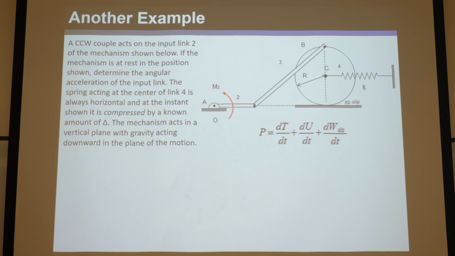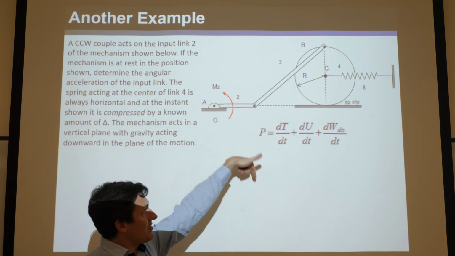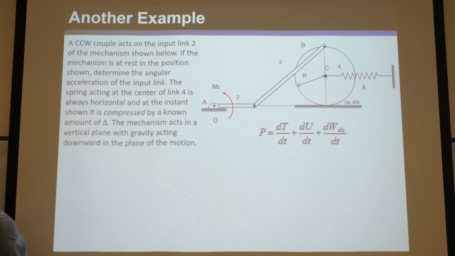The mechanism acts in a vertical plane with gravity acting downward in the plane of the motion. So this time they're telling you gravity is down, so it's pulling down. To lift link 2 and 3, you're going to have to move those against the field of gravity, and put extra energy into lifting those. All right, so let's solve this. Let's find alpha 2, where these are at rest given some m2.